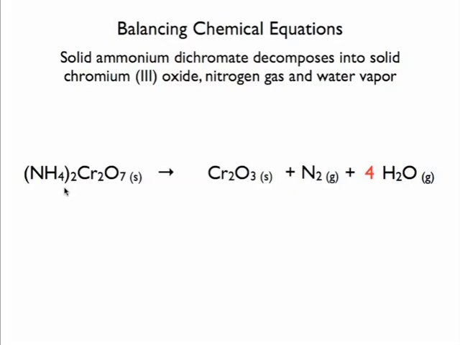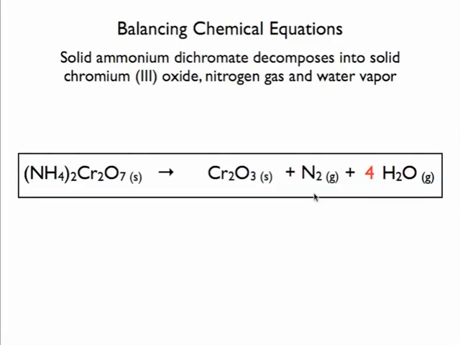The next thing to look at is the oxygen. 3 oxygen here plus 4 gives us 7 oxygen atoms, and there are 7 oxygen atoms in the ammonium dichromate, so that's fine as well. Lastly, let's look at the nitrogen. 2 nitrogen atoms in ammonium dichromate, 2 in the diatomic nitrogen molecule, and our equation is balanced.